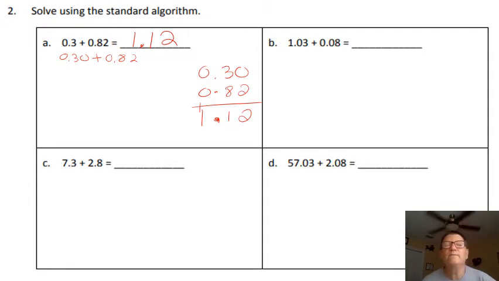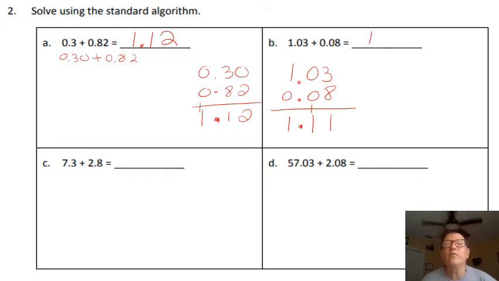On B, I can see they're both in the hundredths place. So I could go ahead and stack these if that's the way I'd like to do it. And I can just add them. 8 and 3 is 11. I know I can't put 11, so I have to carry my 1. Put a 1 down and 1. So we end up with 1 and 11 thousandths.